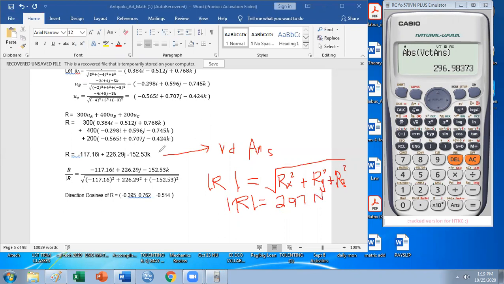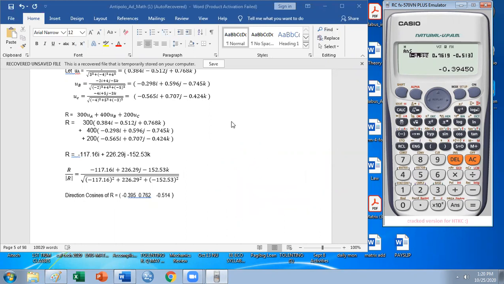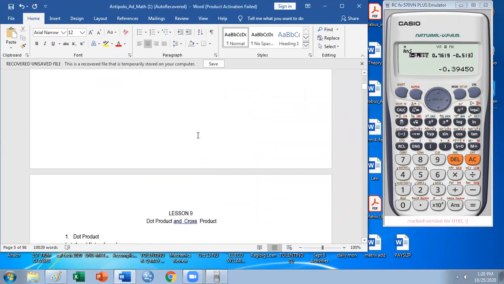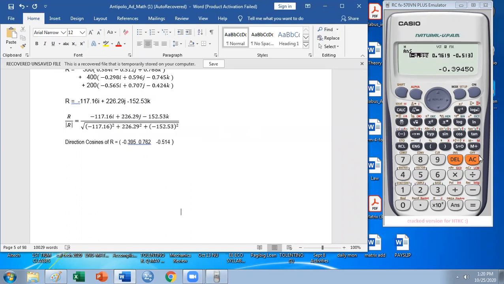And to get the unit vector, how do you get this? This will be vector answer, shift 5, 6, divided by the absolute value. Shift 5, 6. So these are now the direction cosines. When you take the inverse cosine of all of these, just get the inverse cosine of negative 0.395.